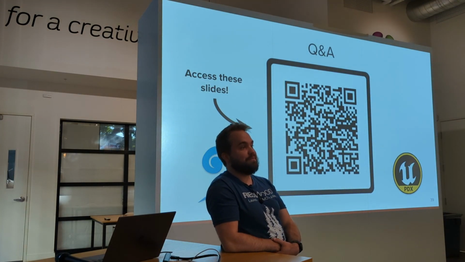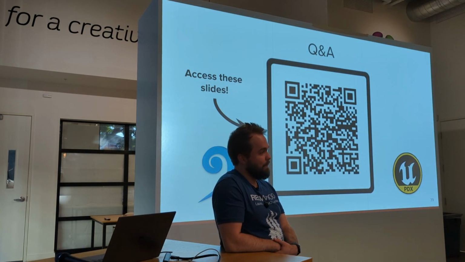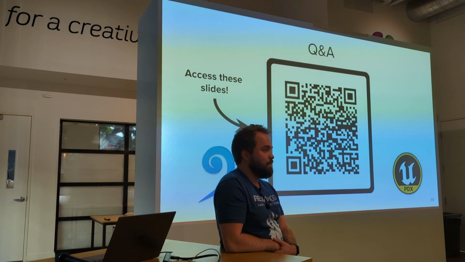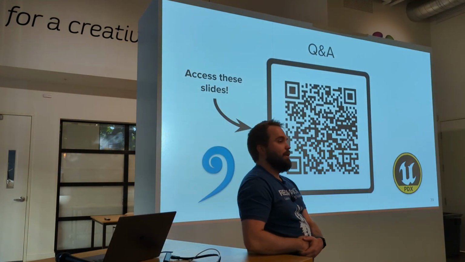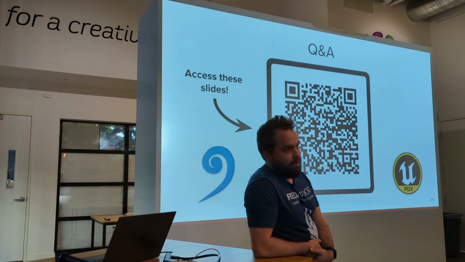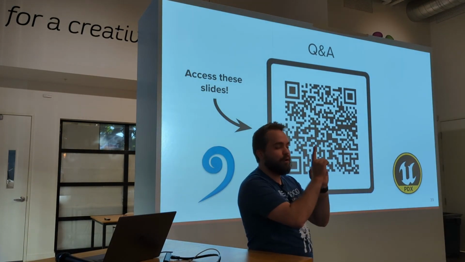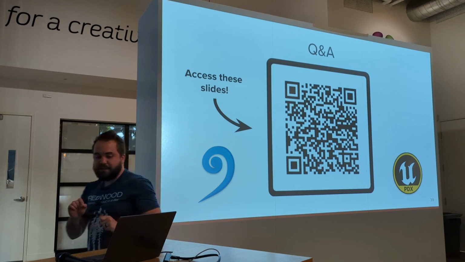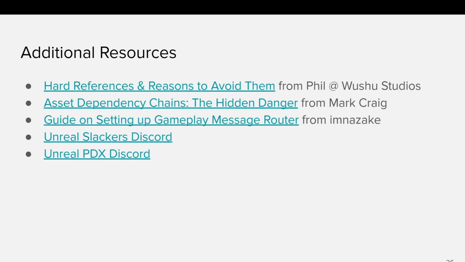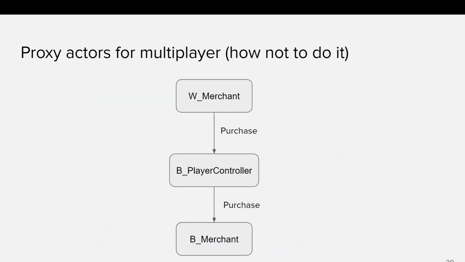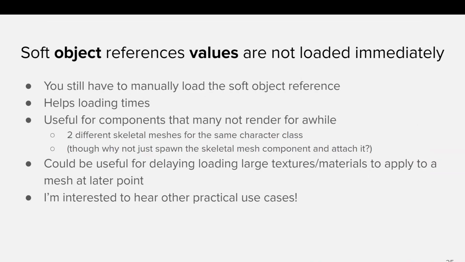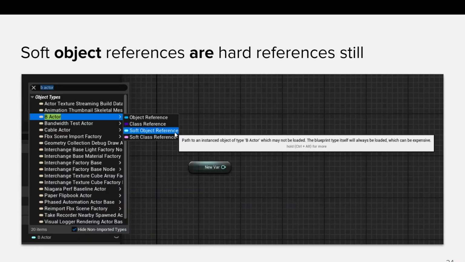Any other questions? Yes. When you said soft object references are still hard references, I don't understand that, because you said they're not loaded immediately when the asset's loaded, so how is that still a hard reference? What does hard mean in that context? Great question. So the question is, I said soft object references are still hard references, but they're not loaded immediately.